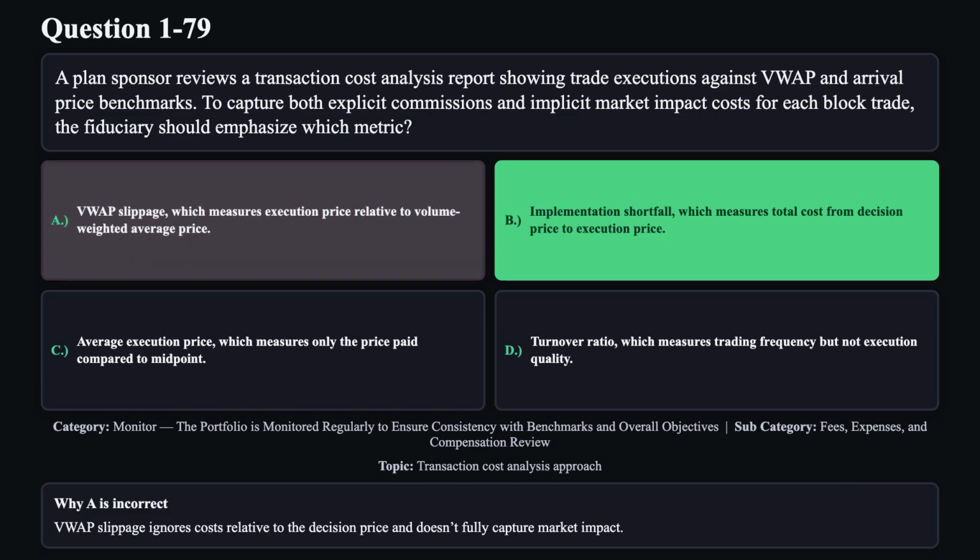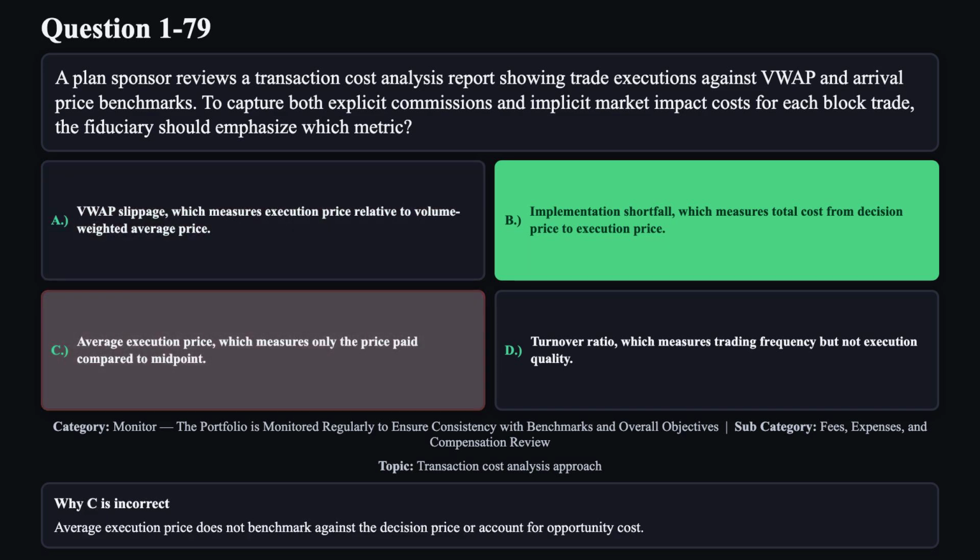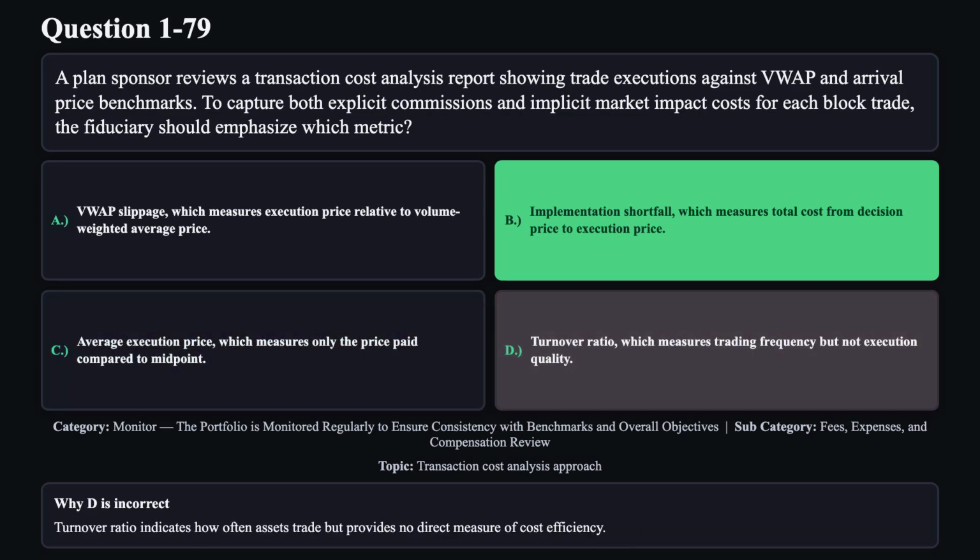Reason A is not correct. VWAP slippage ignores costs relative to the decision price and doesn't fully capture market impact. Reason C is not correct. Average execution price does not benchmark against the decision price or account for opportunity cost. Reason D is not correct. Turnover ratio indicates how often assets trade but provides no direct measure of cost efficiency.